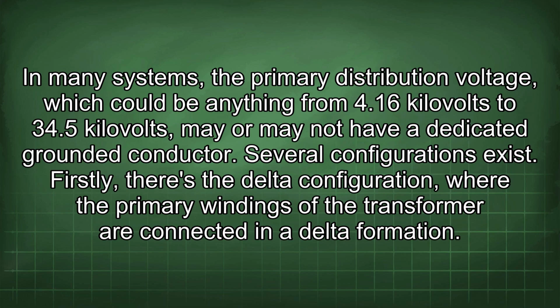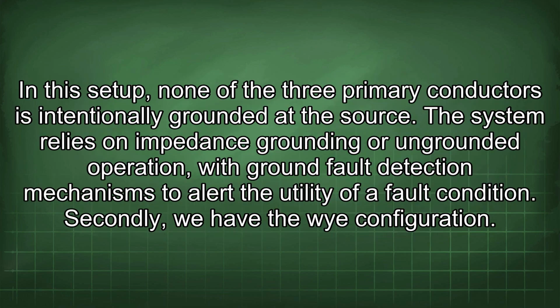In many systems, the primary distribution voltage, which could be anything from 4.16 kV to 34.5 kV, may or may not have a dedicated grounded conductor. Several configurations exist. Firstly, there's the delta configuration, where the primary windings of the transformer are connected in a delta formation. In this setup, none of the three primary conductors is intentionally grounded at the source. The system relies on impedance grounding or ungrounded operation, with ground fault detection mechanisms to alert the utility of a fault condition.